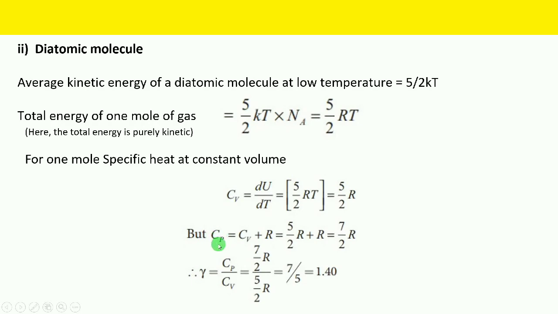From Mayer's relation we will define Cp. Cp will be equal to Cv plus R. So 5 by 2 R plus R, taking LCM, we will get 7 by 2 R. Gamma will be equal to Cp upon Cv, that is 7 by 2 R divided by 5 by 2 R. Capital R will cancel, the 2 will cancel, so 7 by 5, that is 1.40. This we consider at low temperature.